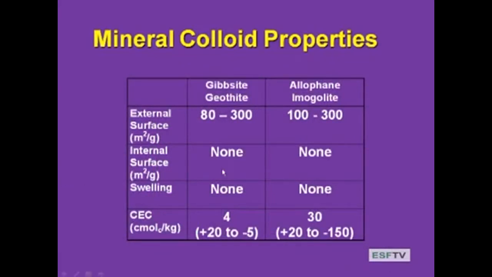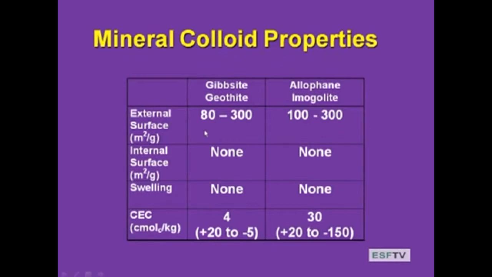So the other things that we talked about, we left out the last part of those colloids, the mineral colloids, and these were the non-silicates. We had gibbsite and goethite, and the silicate non-crystallines, allophane and imogolite. That was our third category. They have external surface area and essentially no internal surface area, and they do not swell. They're very, very stable clays.